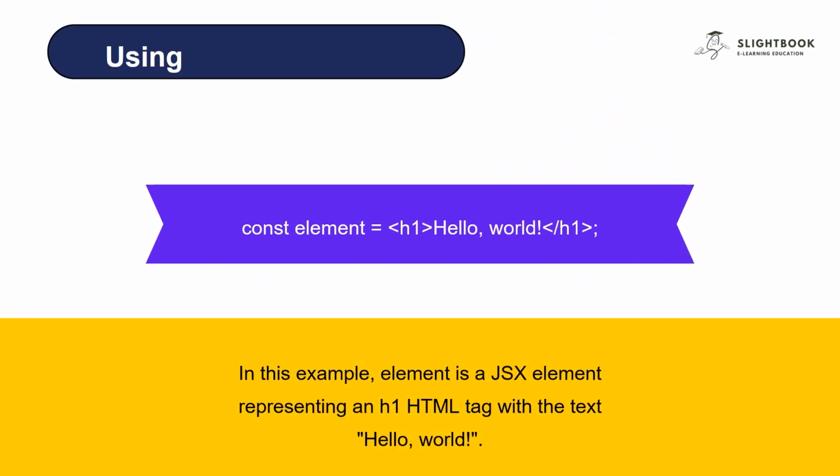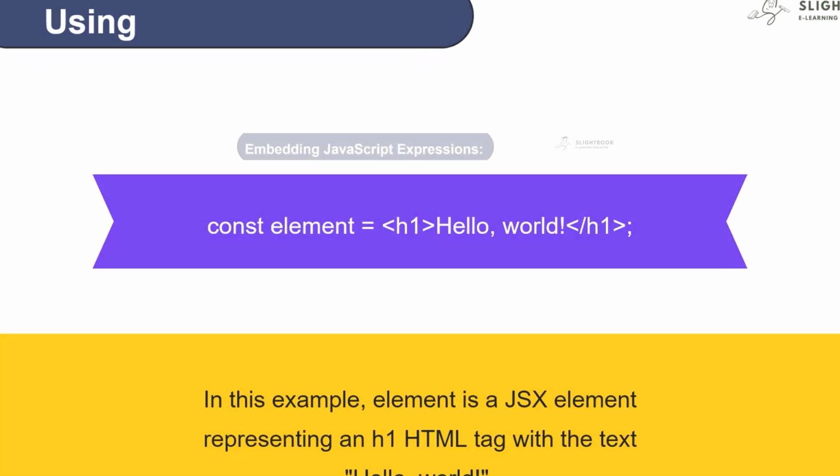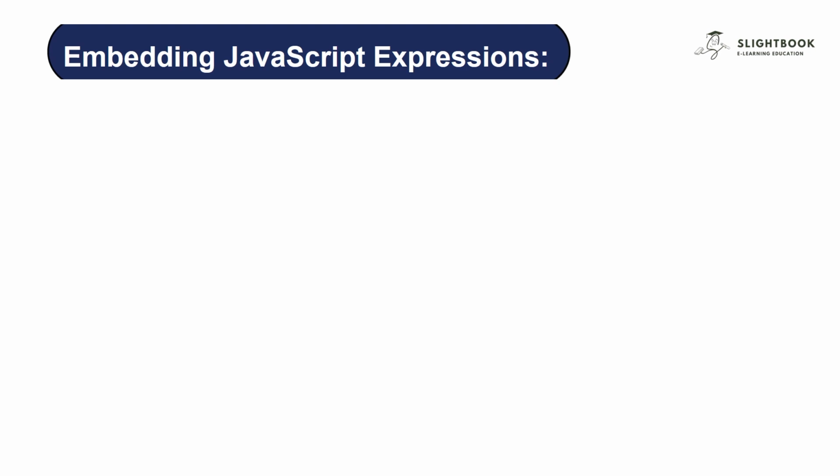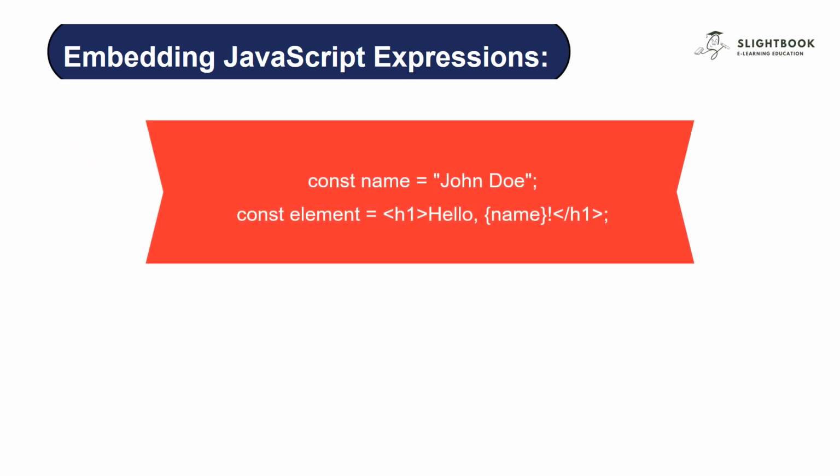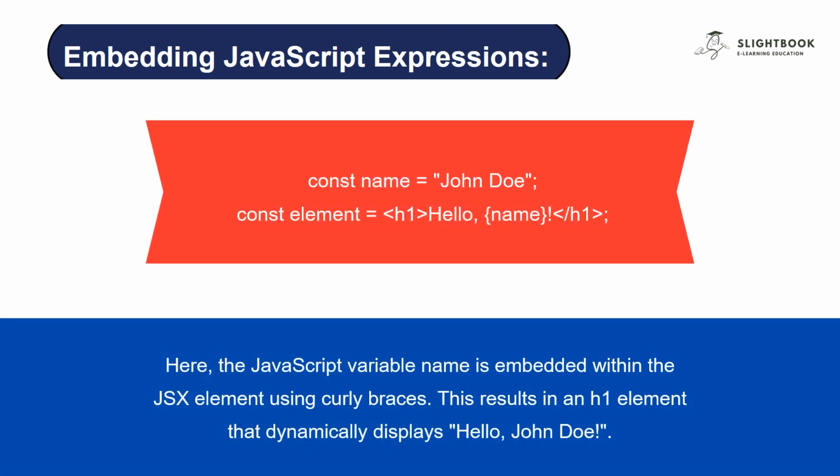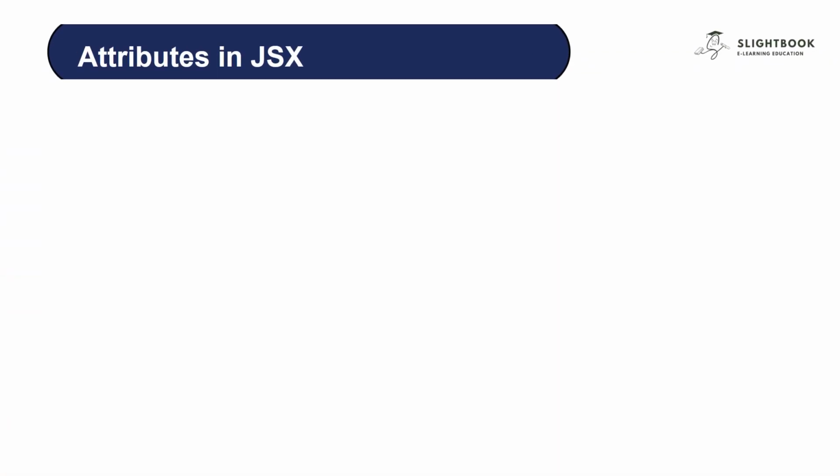In this example, element is a JSX element representing an h1 HTML tag with the text "Hello World." Embedding JavaScript expressions. Here, the JavaScript variable name is embedded within the JSX element using curly braces. This results in an h1 element that dynamically displays "Hello John Doe." Attributes in JSX.